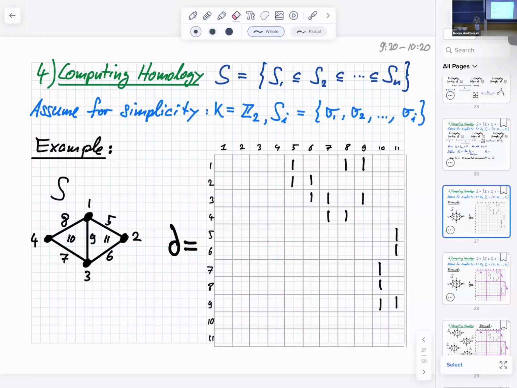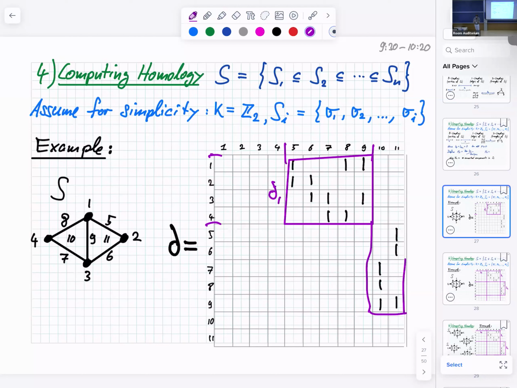So really, delta one goes from the one simplices. So the edges go from 5 to 9. So this is delta one, and this goes into the zero simplices. So delta one would be kind of this part of the matrix, right? So that part would be delta one, and delta two would be sitting here. So my delta i I can record into one matrix.